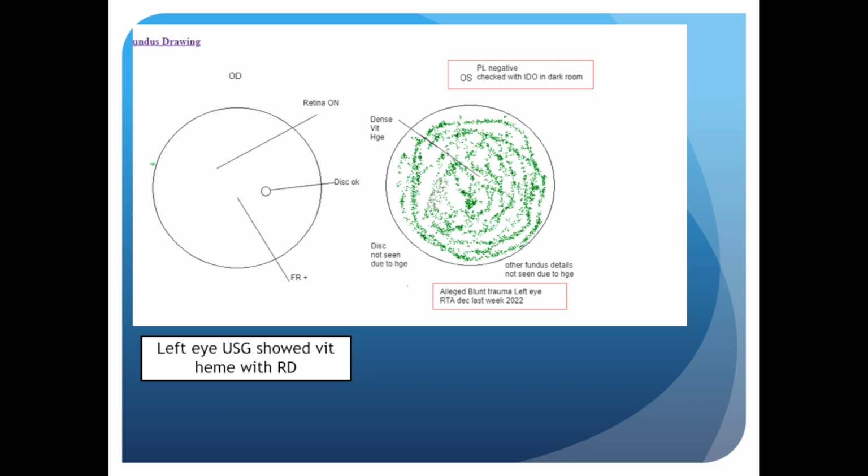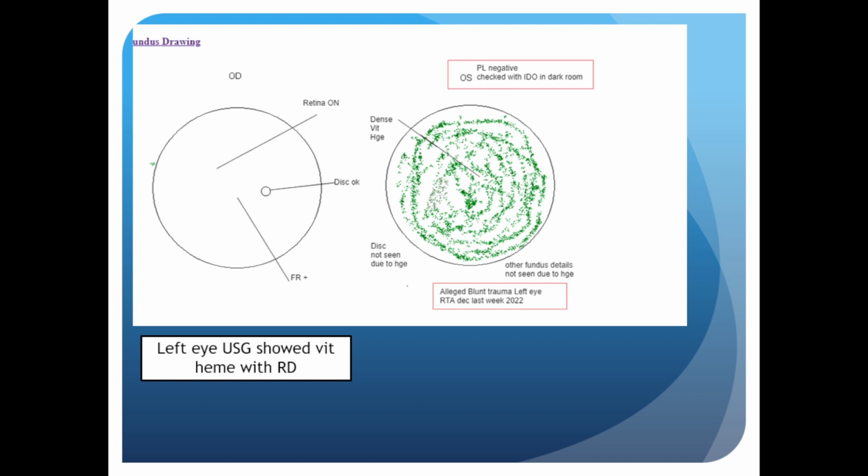So that we have directed the patient. We have seen the right eye was absolutely normal. The fundus was quite normal. In the left eye, he had a dense vitreous hemorrhage. Again, we checked for PL. PL was totally negative in this patient. We checked in a dark room with the help of IDO. And later on, we did the USG also, which showed heme with retinal detachment.